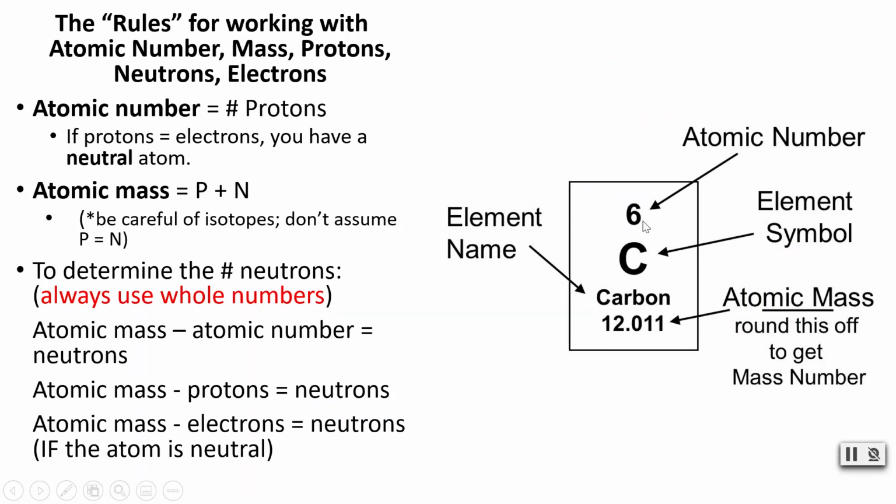The top number is called your atomic number. Your atomic number tells you how many protons you have in a neutral atom. So if we're talking about good old carbon, carbon has an atomic number of 6. Every single carbon atom on the planet will have 6 protons.